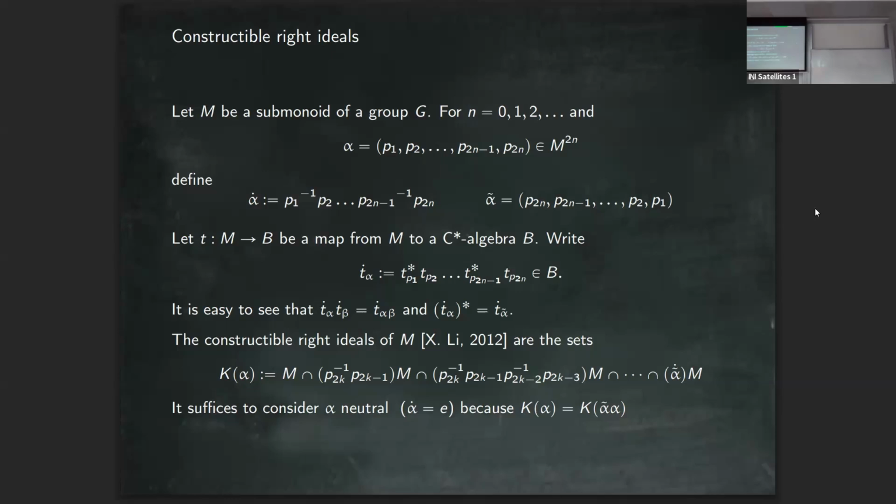And the constructible right ideals in general are these sets where you stay in N, you pass through one gate, you pass through another gate, you pass through another gate. The last gate is the whole word reversed. So that's how they appear. They're parameterized by these words. And because of this concatenation, they form a semilattice under intersection.